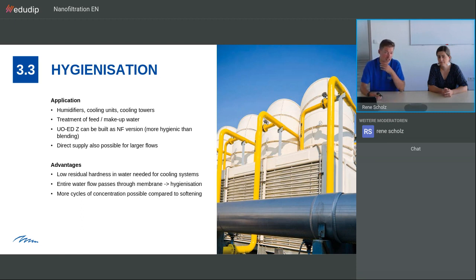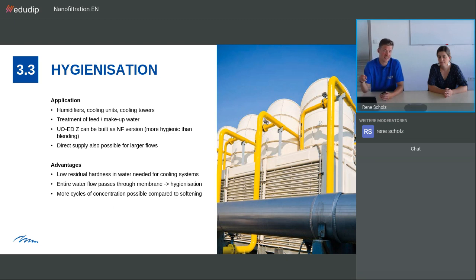As you probably know, we are limited to a size of 1,200 or 1,500 liters per hour with the EDZ series, but we can build it with nanofiltration for bigger sizes. The advantage is that in cooling systems we want a bit of residual hardness. The other advantage is that the entire water flow passes the membrane and we have the hygienization.